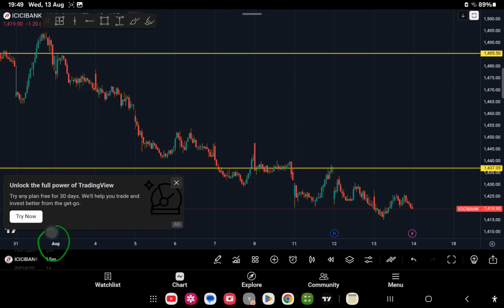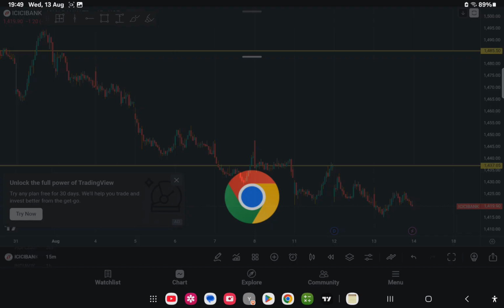Now we have ICICI Bank. ICICI Bank open equals almost high on that day and then now its low equals close. Under this condition it would have a negative decay. Okay, now we'll check more confirmations in the OI.